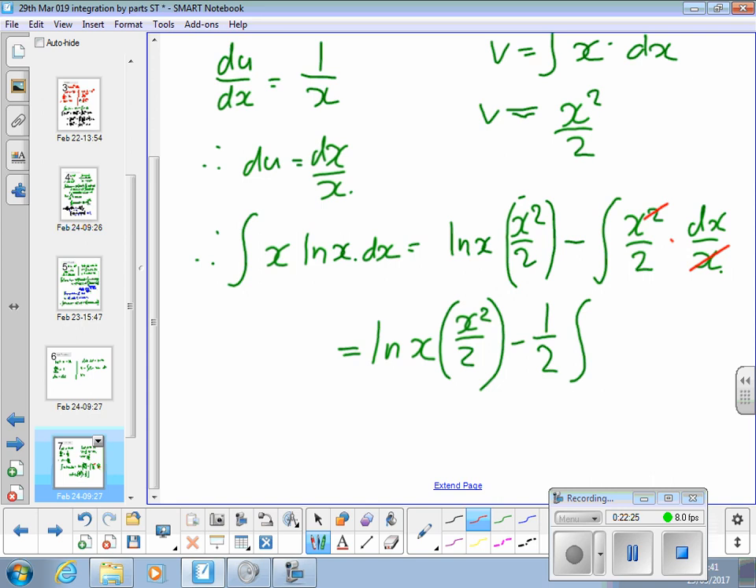Cancel? Yeah. So that becomes x over 2 dx. Bring the x squared over 2 in front. It's probably a better place for it. ln x minus a half. What happens when we integrate x over 2?